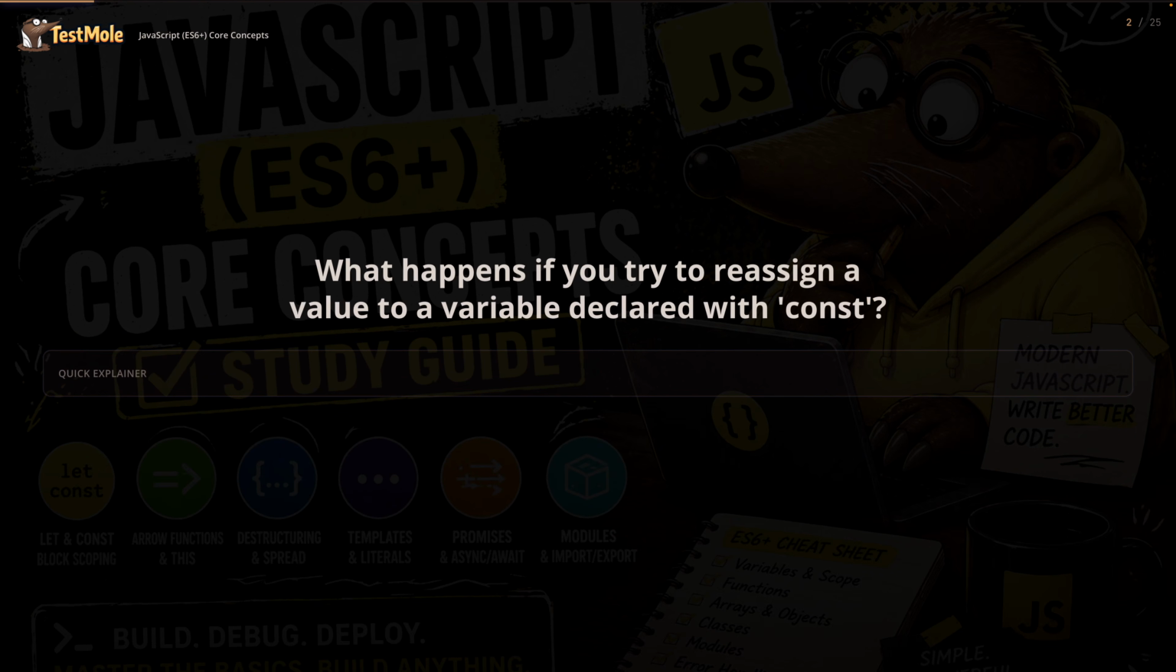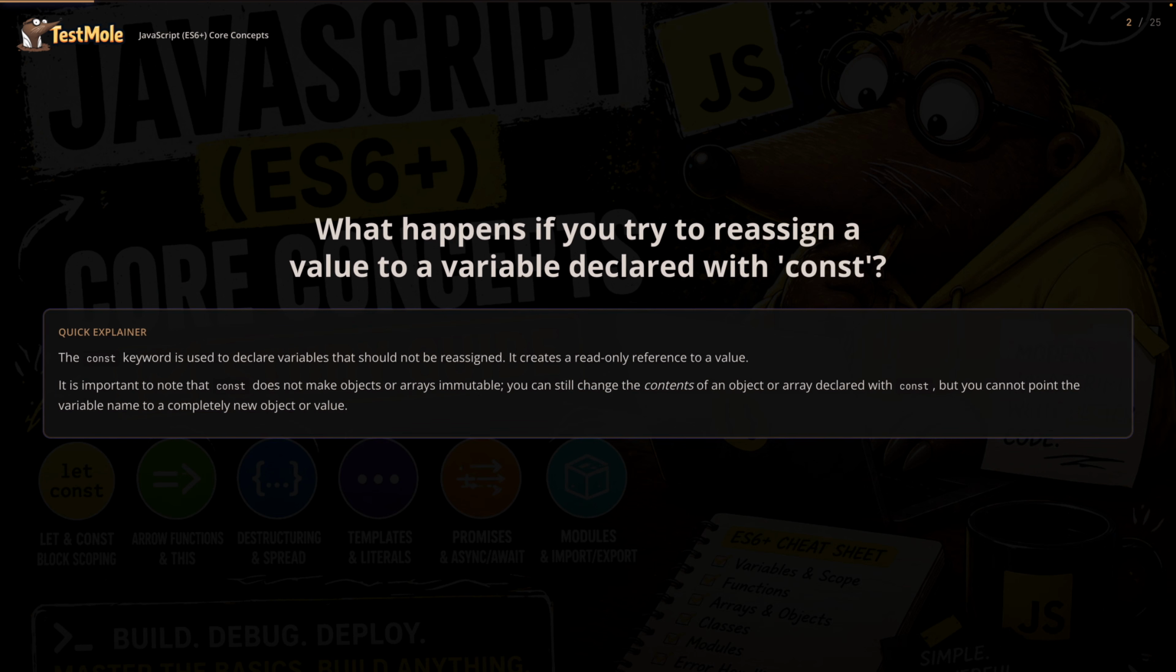What happens if you try to reassign a value to a variable declared with const? The const keyword is used to declare variables that should not be reassigned. It creates a read-only reference to a value. It is important to note that const does not make objects or arrays immutable. You can still change the contents of an object or array declared with const, but you cannot point the variable name to a completely new object or value.